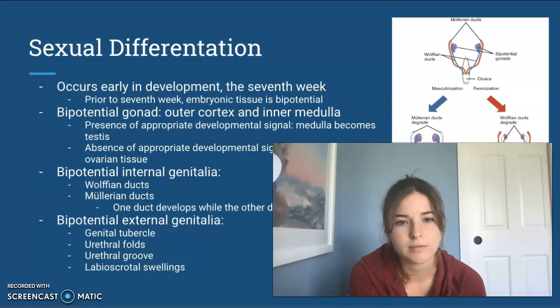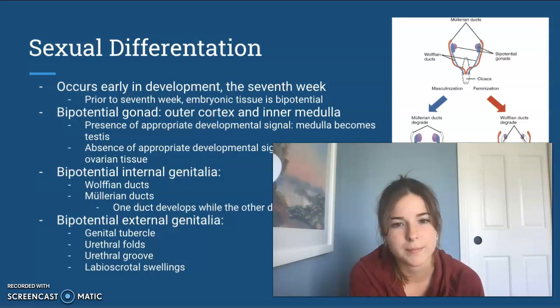If there is the presence of the appropriate developmental signal, then the medulla will become the testes of a male. If there is an absence of this developmental signal, then the cortex becomes the ovarian tissue of a female. The bipotential internal genitalia consists of Wolffian ducts and Mullerian ducts. The importance of these ducts is that depending on whether the embryo is male or female, one of the ducts will continue to develop while the other degenerates.